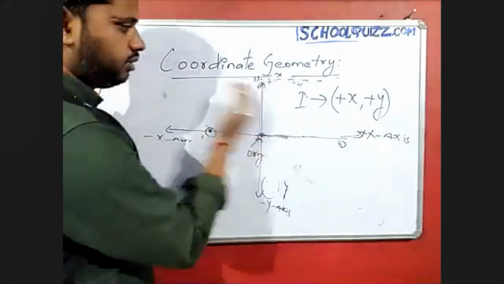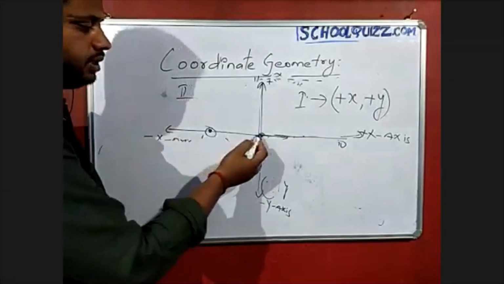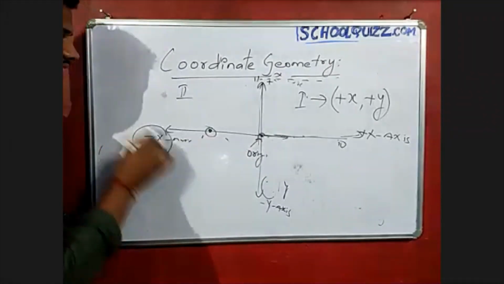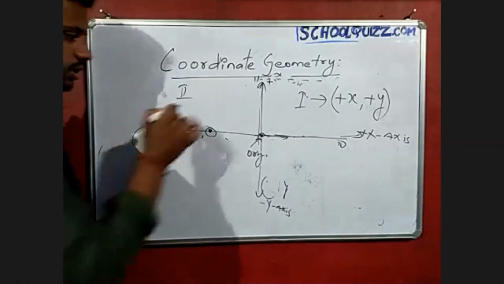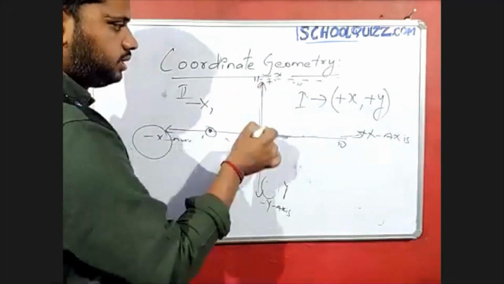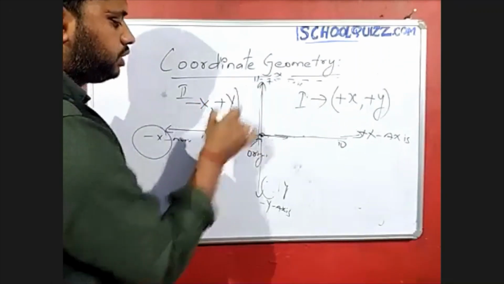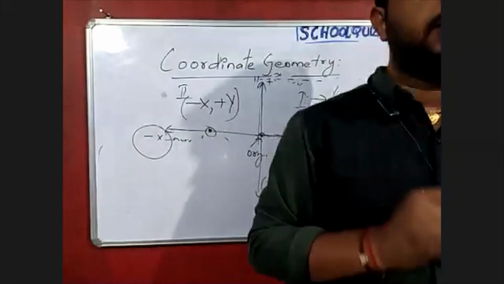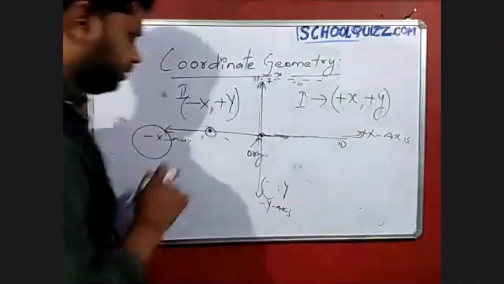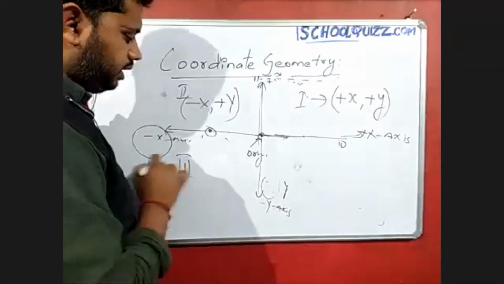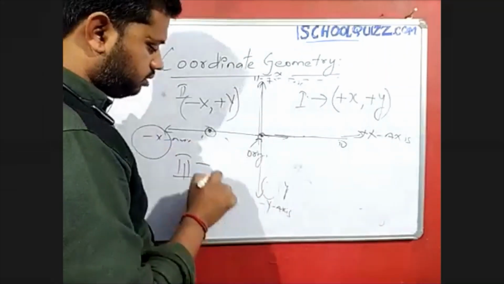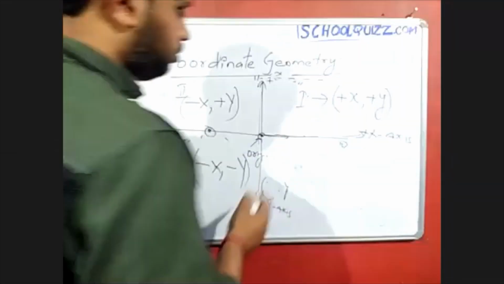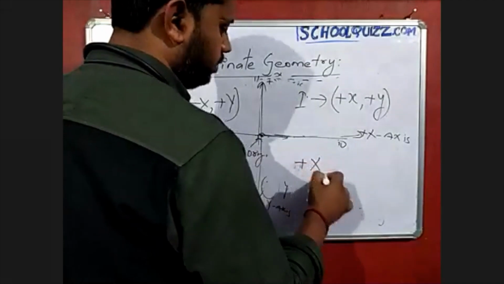Suppose you are moving to the second quadrant. Here we are on the left-hand side of the origin, so x will always be negative, and y is above, so y will be positive. By seeing the coordinates, you can identify which quadrant that point is in. This will be the third quadrant, where x is negative and y is also negative, so both coordinates are negative. In the fourth quadrant, x is positive and y is negative.